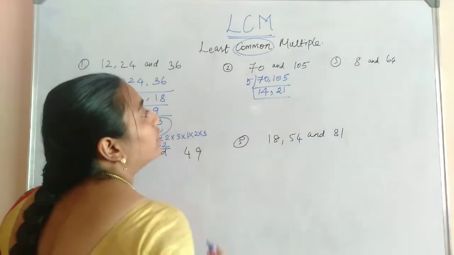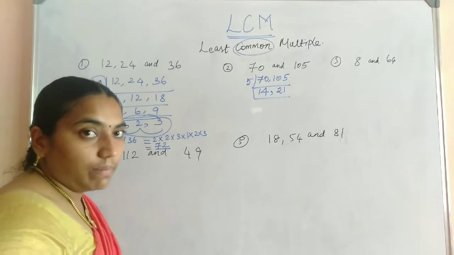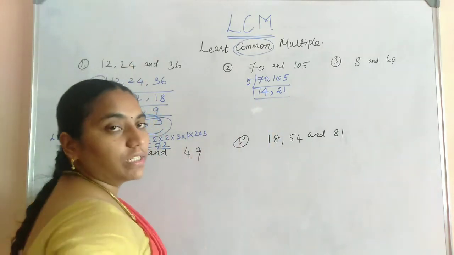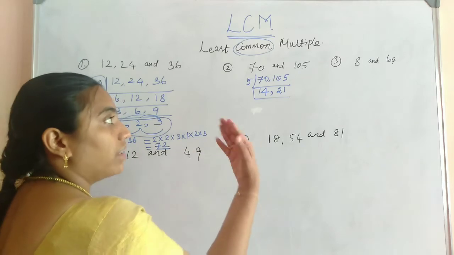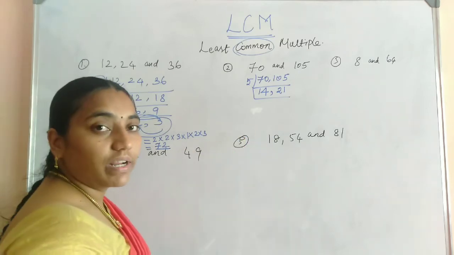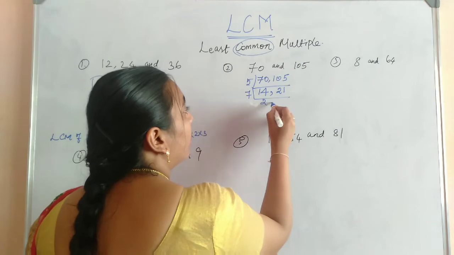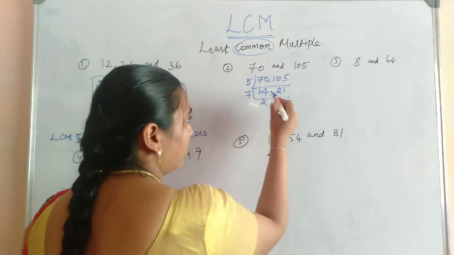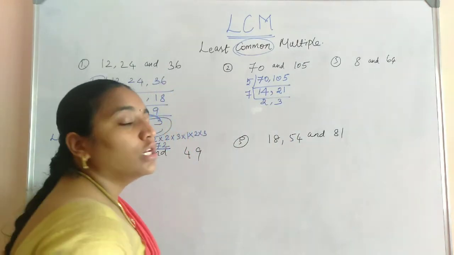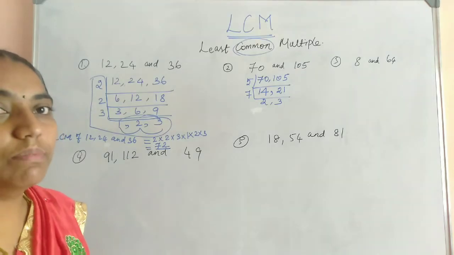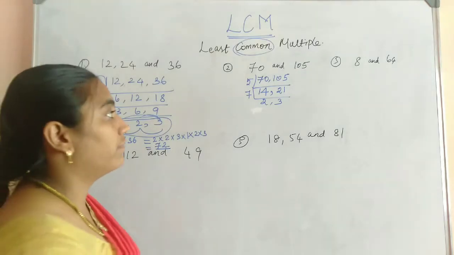Now 14, 21. It is not an even number, so it is not divisible by 2. If we check the 3 table, 14 is not a multiple. 4 table not there, 5 table not there, 6 table it's not a factor. 7 is a factor of 14: 2 7s are 14, 3 7s are 21. So for LCM, everything basic is tables. If you learn tables well, LCM is very easy for you.